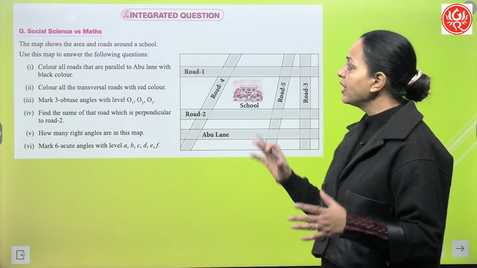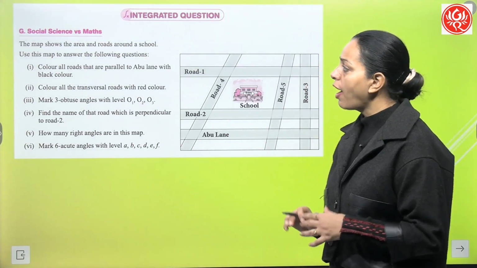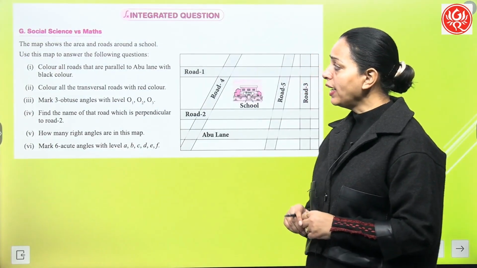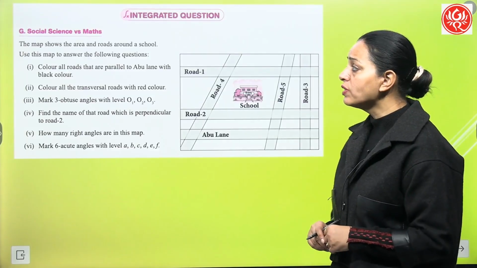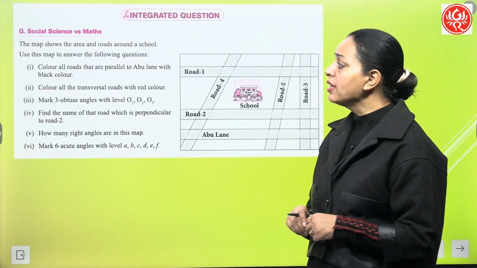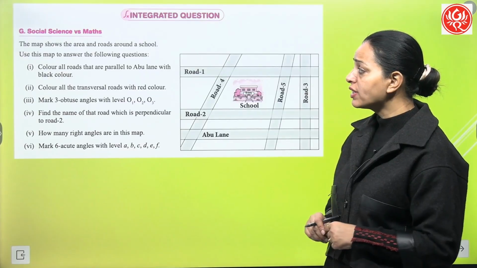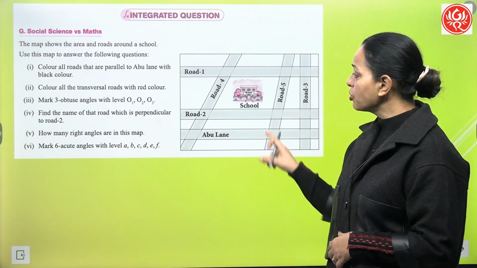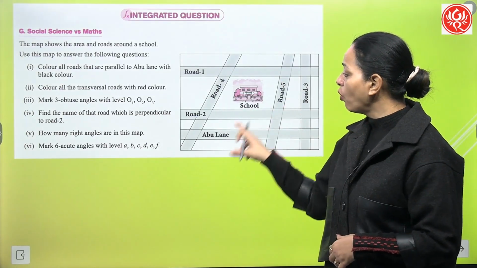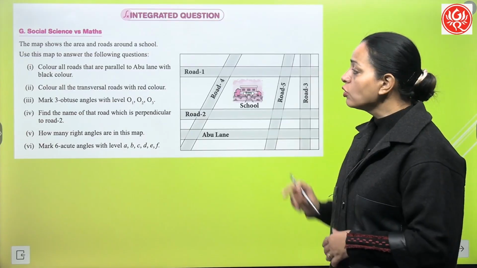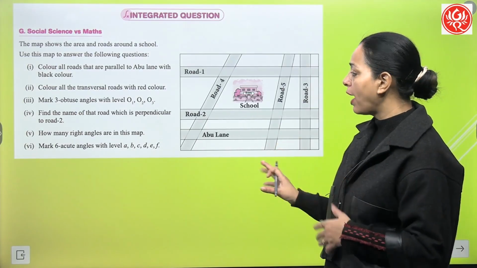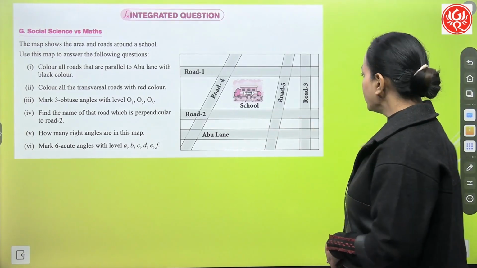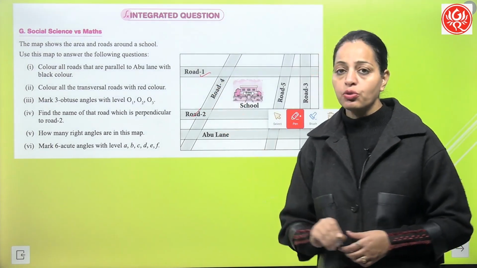Now come to the next integrated question. G part, social science versus maths. The map shows the area and roads around the school. Use this map to answer these questions. The first one, color all roads that are parallel to Abu Lane with black color. You can see this picture, a school. We have different roads and Abu Lane, this one. So we have to find out which are parallel to Abu Lane. So here you can see road 1 and road 2, right?